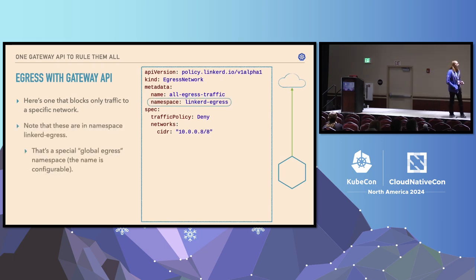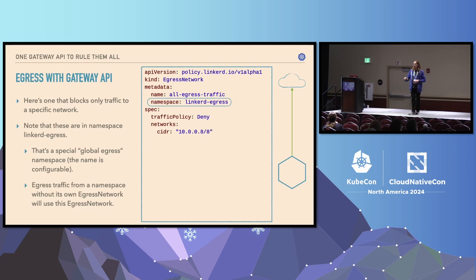Also note that the egress networks I've been showing you are in the namespace Linkerd egress. This is a special magic namespace. You can change its name, but it's the default egress namespace. If you see egress traffic coming from a namespace that does not itself contain an egress network, Linkerd will look to the egress networks in Linkerd egress. Because otherwise, it's really hard to do something like, hey, no egress traffic in this entire cluster is allowed, except for the exceptions that we do.